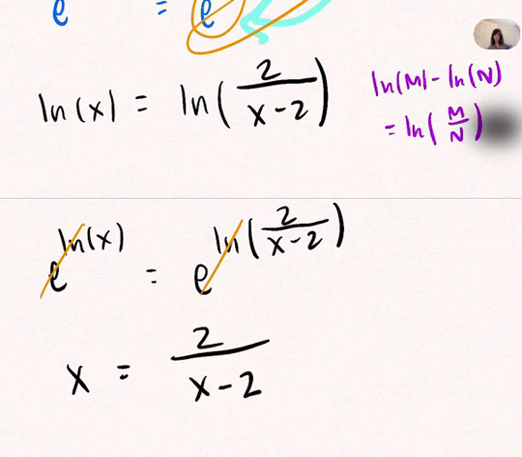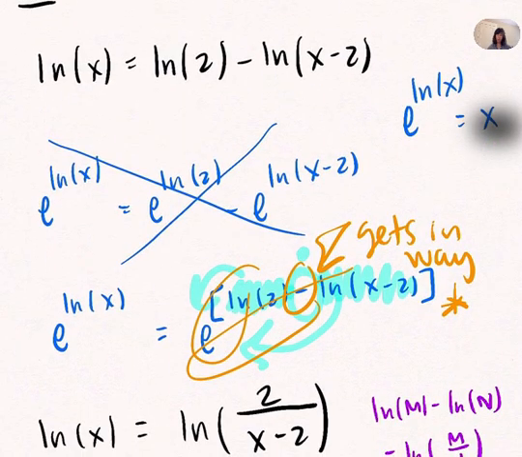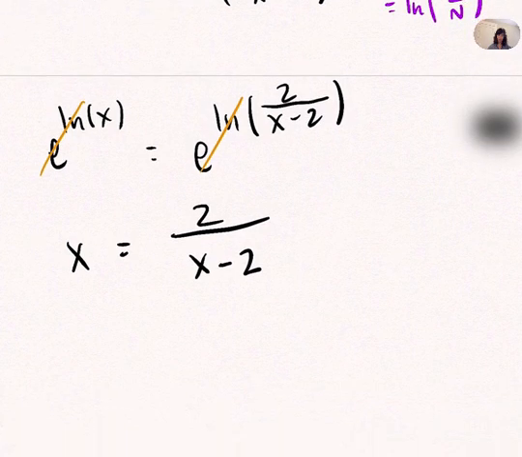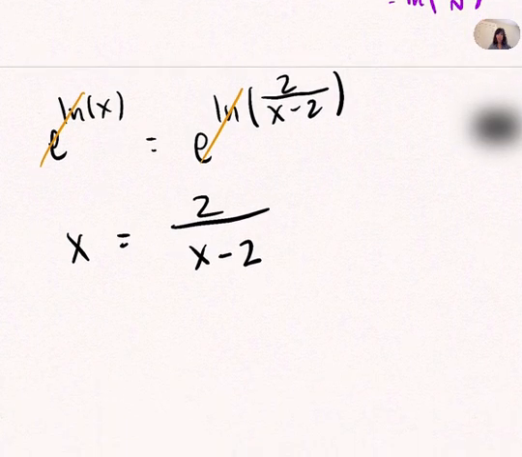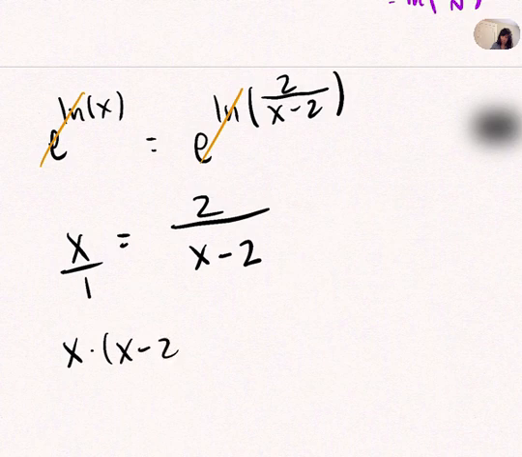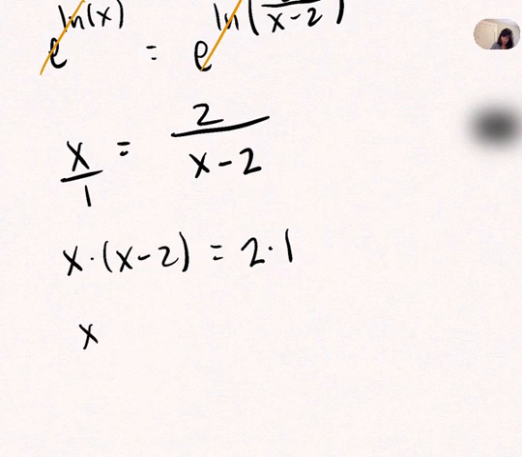So, general strategy. Take the equation you start with. If there's more than one log, combine them into a single log on either side. Then get rid of the log using what we've learned. At this point, we can try to solve for x. Now, I don't like having x's in the denominator of fractions, so what I would do is cross multiply here. On the left, it's like x over 1. So if we cross multiply, we get x times x minus 2 equals 2 times 1. And if we multiply out here, we get x squared minus 2x equals 2.